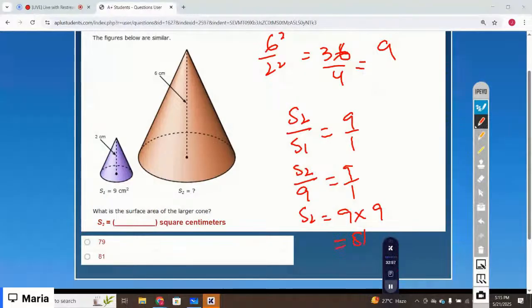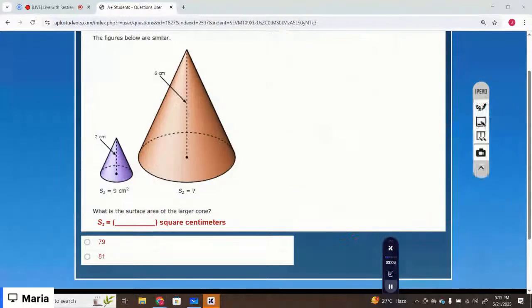So S2 equals 9 times 9, which is 81. So the correct option is 81. Option number 1 is the correct option.